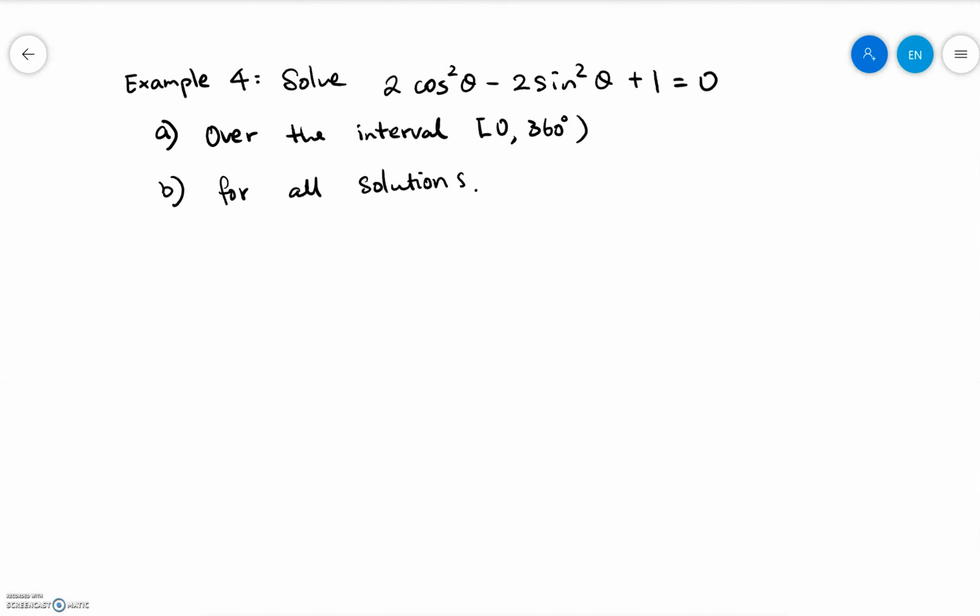We want to solve 2 times cosine squared theta minus 2 times sine squared theta plus 1 equal to 0. And we want the answer both in the interval 0 to 360 degrees and in the all-solutions version. So let's look at the equation first, which is 2 times cosine squared of theta minus 2 times sine squared of theta plus 1 equal to 0.